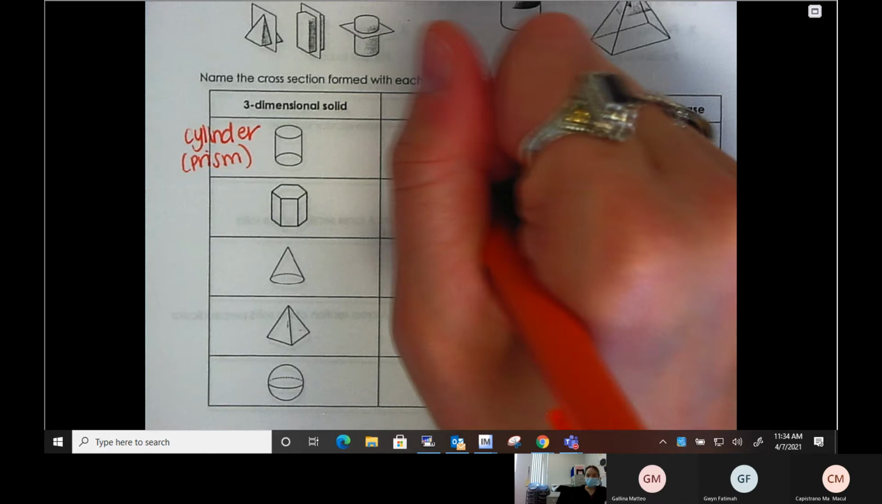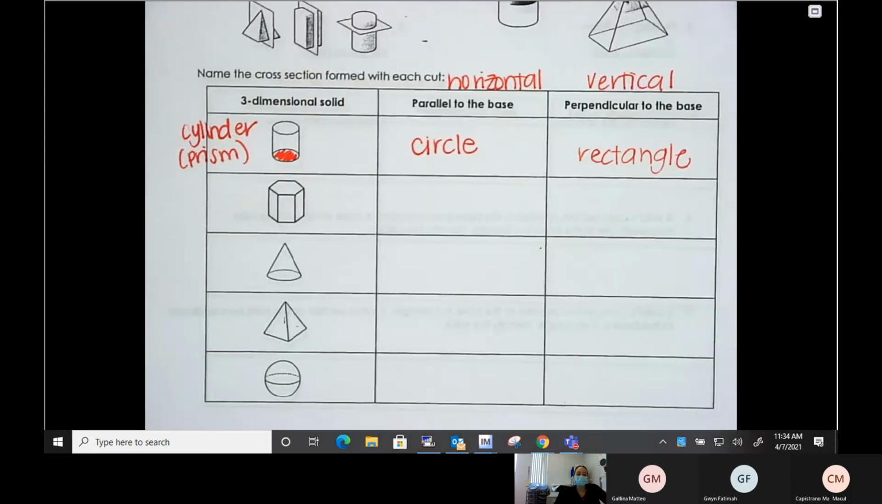Okay, so we're going to use this same idea, and we're going to fill out the rest of the chart. Now, next one that's right underneath it, is that a pyramid or a prism? It's a prism. And what type of prism is it? Hexagonal prism. Good.